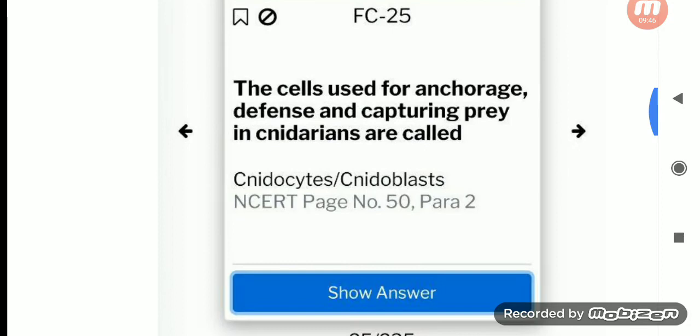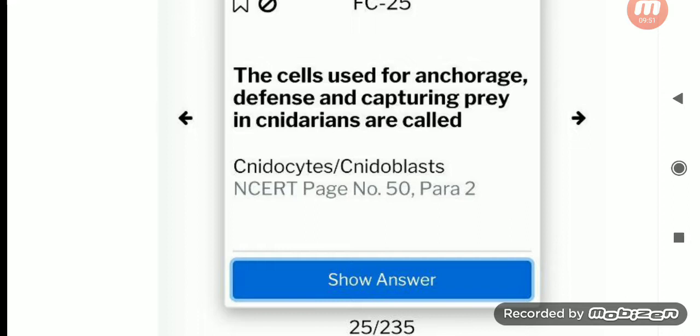The cells used for anchorage, defense, and capturing prey in cnidarians are called cnidocytes or cnidoblasts.